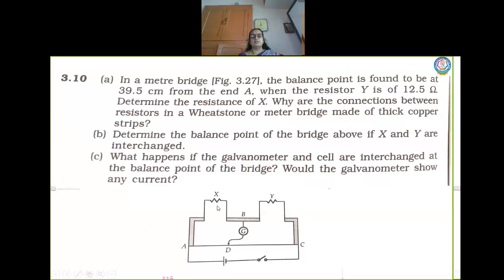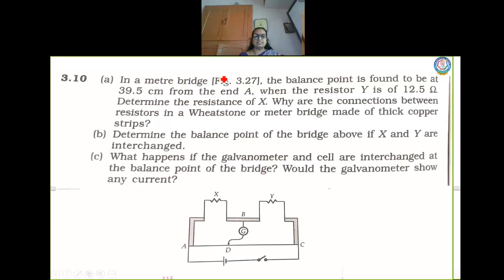Listen here. Now this is X. AD length is given as 39.5, and this is the known value. X is R and Y is S. So the known value of this resistor is given as 12.5 ohm. Determine the resistance of X. Why are the connections between resistance in a Wheatstone or meter bridge made of thick copper strips? I'm going to explain that. Now let us solve the sum first.